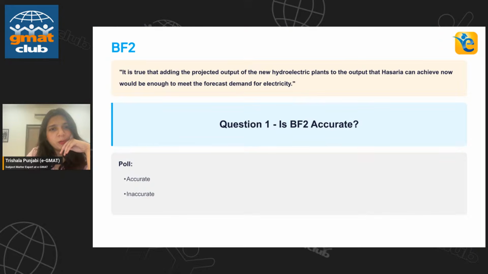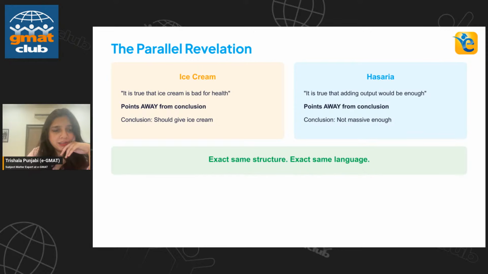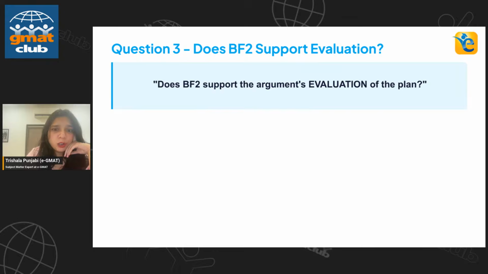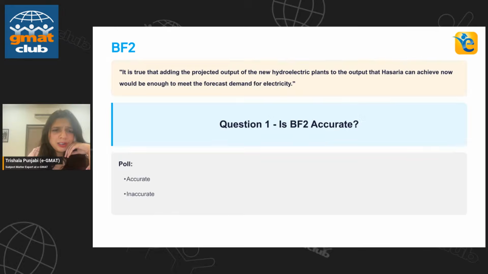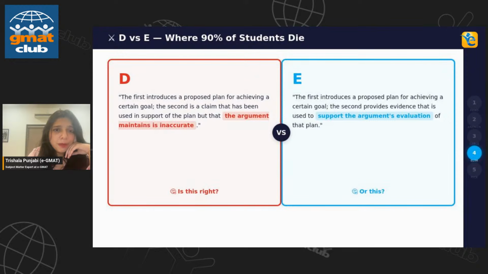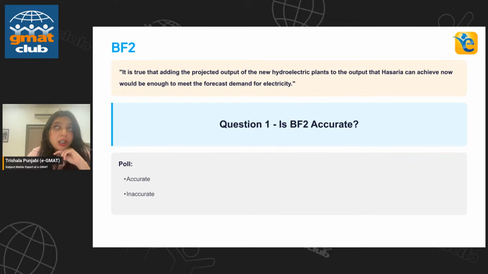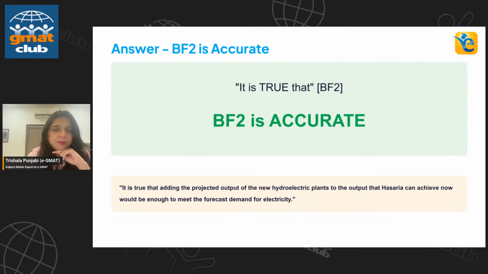Okay. We have established the fact that BF2 is accurate. It literally says it is true. And what does statement D say? "But the argument maintains it is inaccurate." It is directly going against the argument. The argument has never said that it is inaccurate, right? So because of that, D is wrong. But there are still a lot of people who did choose E, so I want to get there as well.